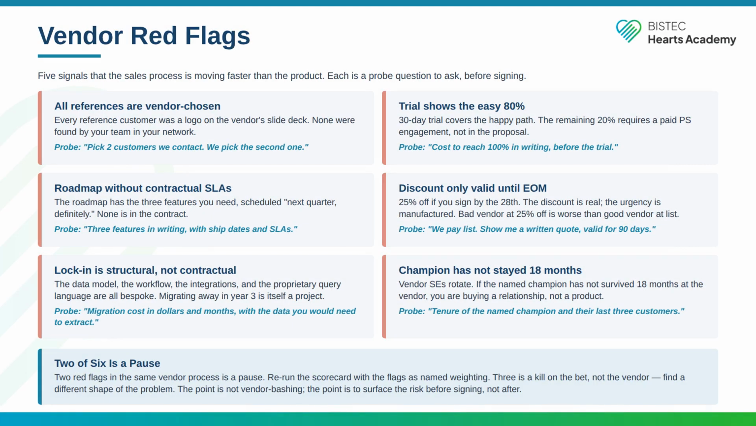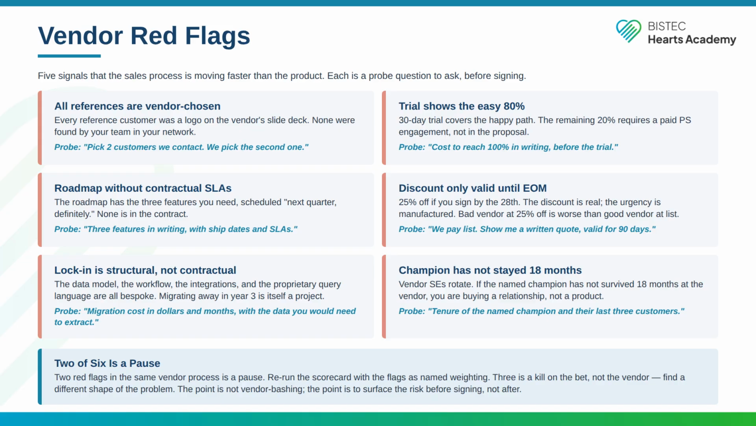5 signals that the sales process is moving faster than the product. Each is a probe question to ask before signing. Flag 1. All references are vendor chosen. Every reference customer was a logo on the vendor's slide deck. None were found by your team in your network. Probe. Pick 2 customers we contact. We pick the second one.